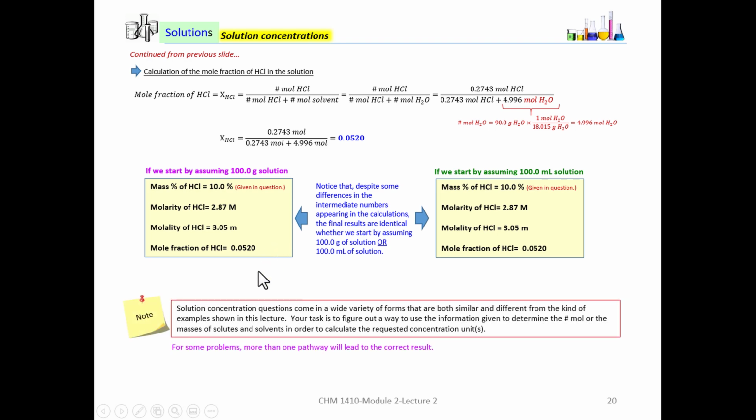A final note here, solution concentration questions come in a wide variety of forms that are both similar to and different from the kind of examples shown in this lecture. Your task is to figure out a way to use the information given in any particular question to determine the number of moles or the masses of solutes and solvents in order to calculate the requested concentration units. And for some problems, more than one pathway will lead to the correct result.